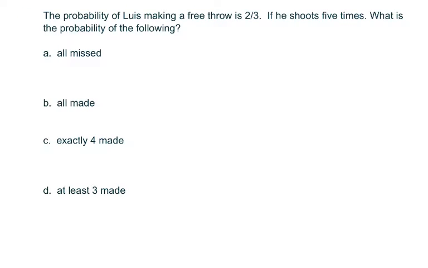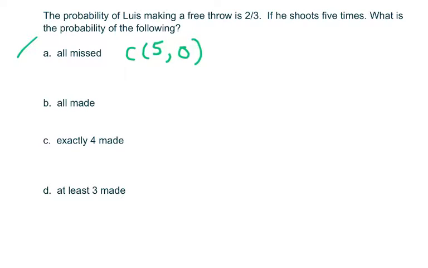Now, here's another one. The probability of Luis making a free throw is 2/3. If he shoots 5 times, what's the probability that he misses them all? Which is the first one. So he's shooting 5 times, and he misses them all.